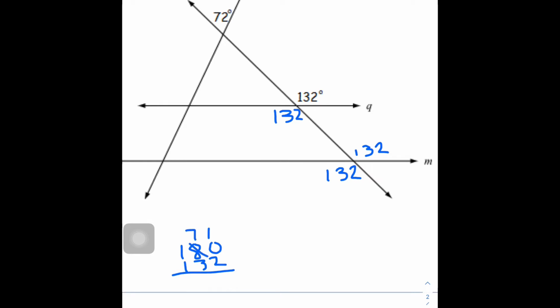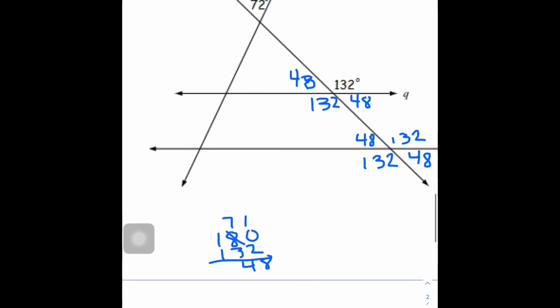I have to borrow. I get 8 and 4, so this is 48, and this is 48, and this is 48, oops, and this is 48. Now I'm going to slide over to this area over here and over here.